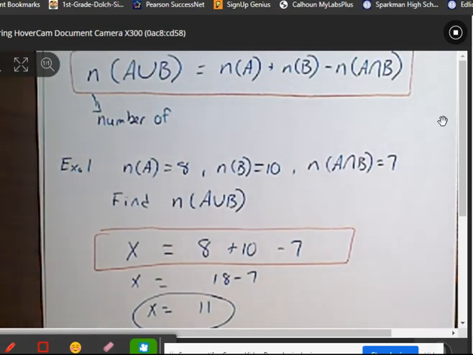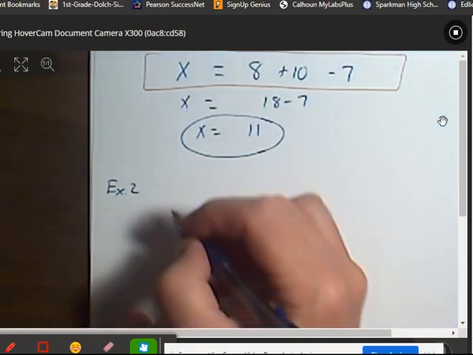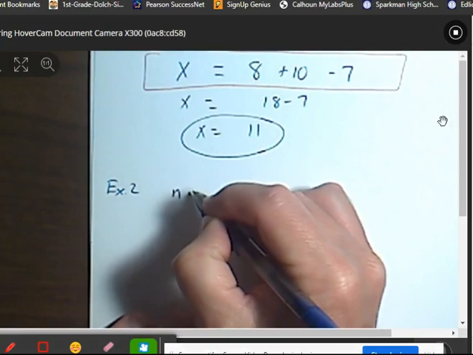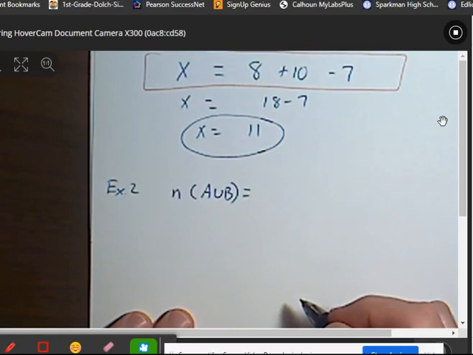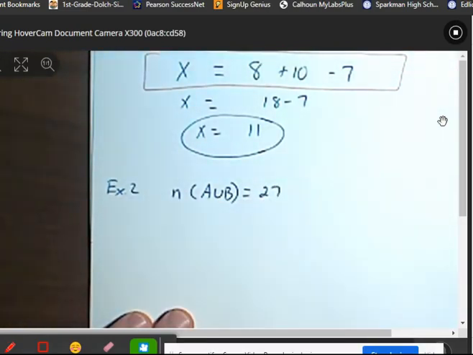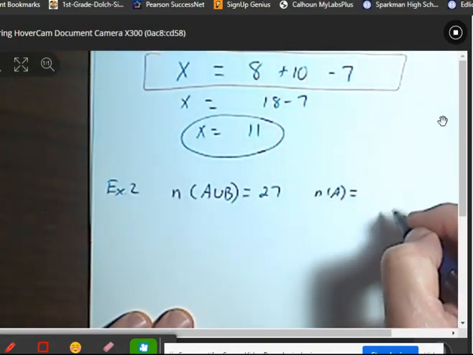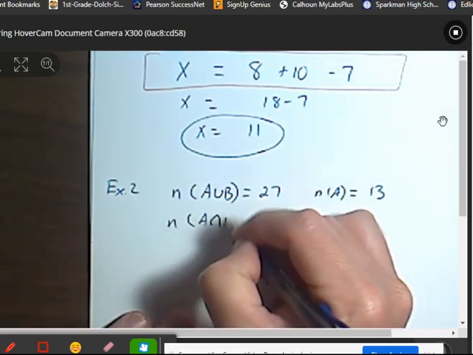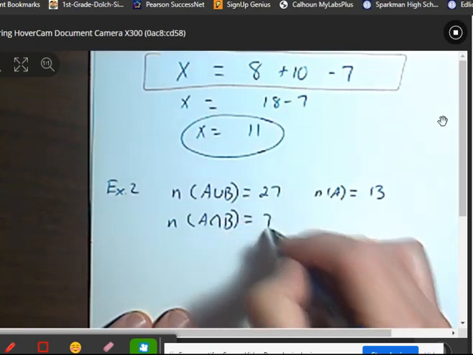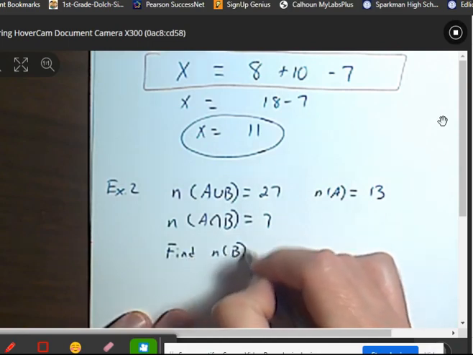Okay, for the next one, same formula, same setup, but they'll give you a different set here. This time they'll give you the number of A union B, and that'll be 27. They'll give you the number of A, which is 13, and the number of A intersect B, which would be 7. And they're going to ask you to find the number of B.